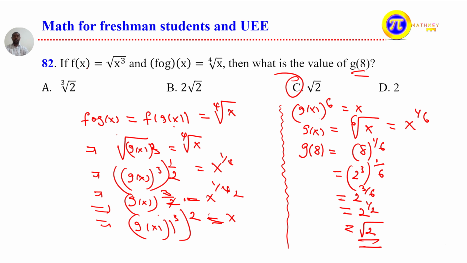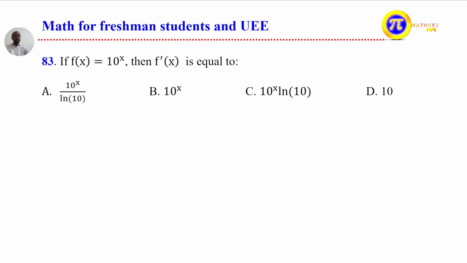Similarly, let f of x equal 10 to the power of x. Then find the derivative of f at x. You know that if we have an exponential function a to the power of x, where a is greater than 0 and a is different from 1, then the derivative of f at x is a to the power of x times ln of a. You know this one.